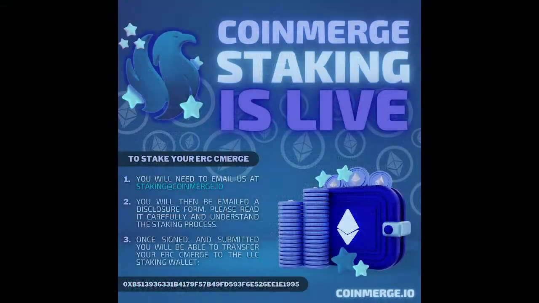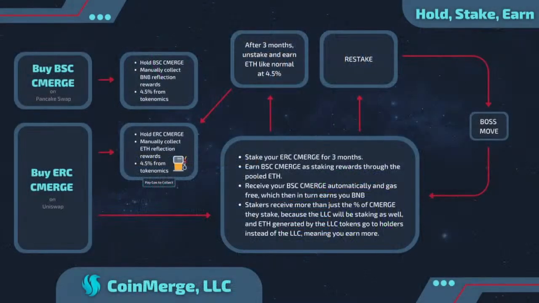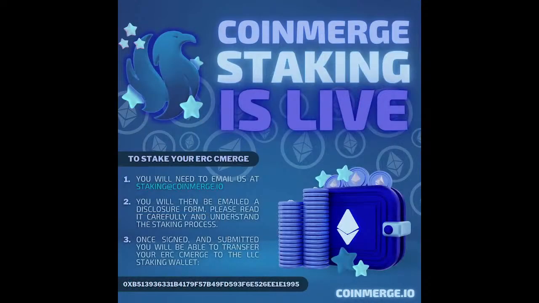So at this moment, the process is you are going to send an email to staking@coinmerge.io, and you're then going to be emailed back a disclosure form. It is going to be an e-signature DocuSign, so we ask everyone, please read it carefully and understand the staking process. Once you have signed the DocuSign e-signature form, it'll be submitted back to us, and we will then be able to give you the all clear to transfer your ERC CMERGE to the staking wallet.